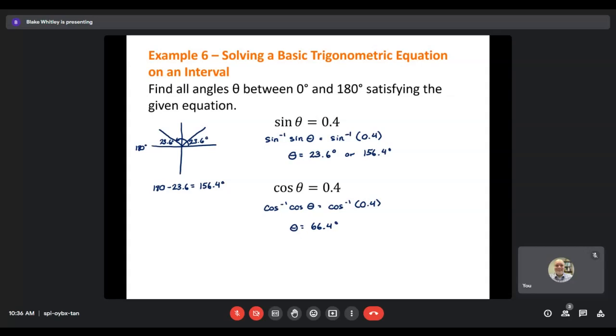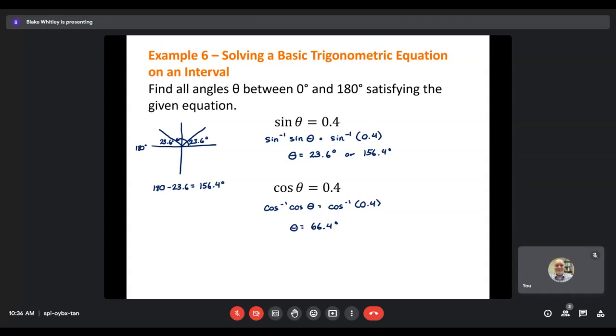Now the question is, is there any other angle between 0 and 180 degrees that would satisfy this equation? Well, 66.4 degrees, first quadrant, positive value. If we were to put this reference angle in the second quadrant, cosine in the second quadrant is actually negative. And so that would give us a negative 0.4, not a positive 0.4. And so the only angle that's going to work for this equation is 66.4 degrees.